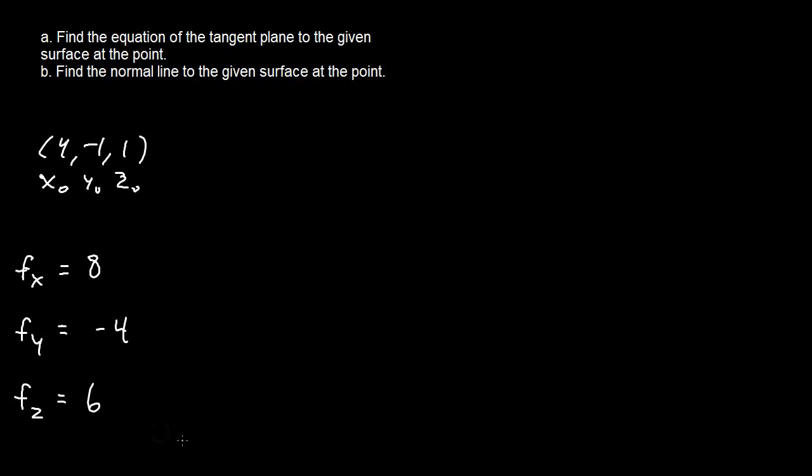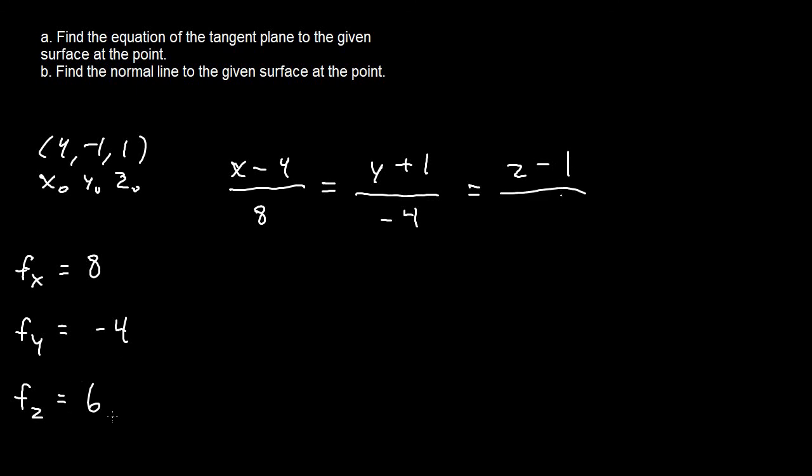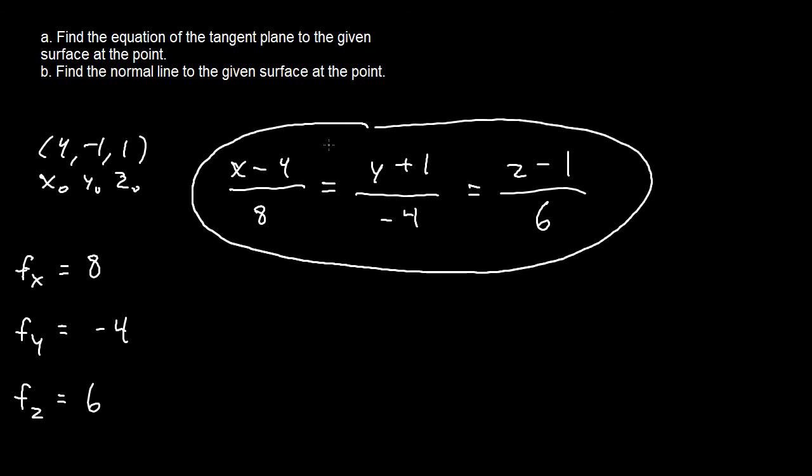So now in order to find the normal line, all we need to do is write out the formula for the symmetric equation. So once again, it's going to be x minus x naught, which is 4, over f sub x evaluated at the point (4, -1, 1), which we found to be 8, which equals y minus y naught, so y plus or minus a negative 1, which is plus 1, over f sub y evaluated at the point, so negative 4, which also equals z minus z naught, so z minus 1, over f sub z evaluated at the given point, which we found to be 6. So those are going to be the symmetric equations, which is the normal line to the surface at the given point.